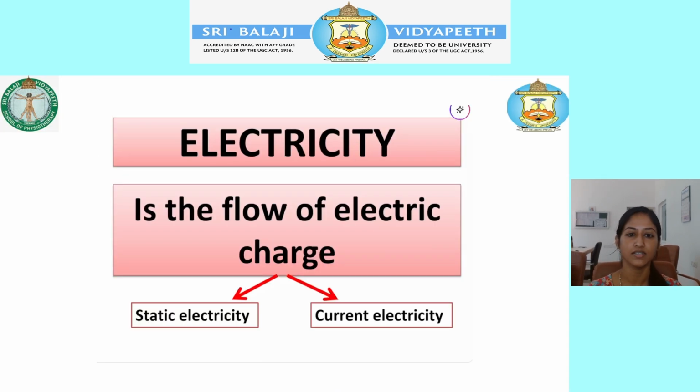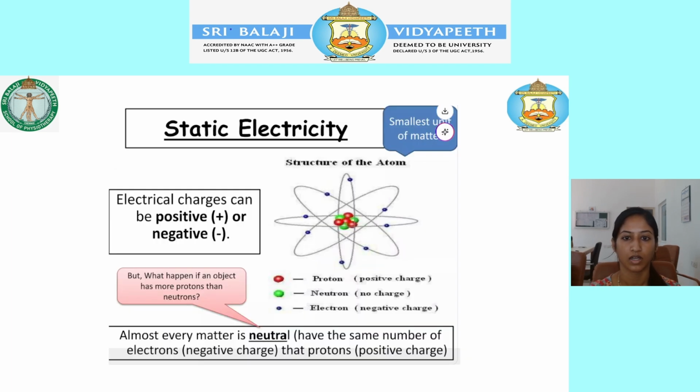Electricity. Electricity is a flow of an electric charge. It is of two types: one is static electricity, another one is current electricity. And this is the structure of atoms: proton, neutron and electrons. Proton is a positive charge, neutron has no charge, and electron is a negative charge. So electric charges can either be positive or negative.